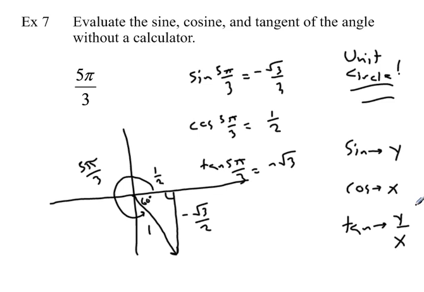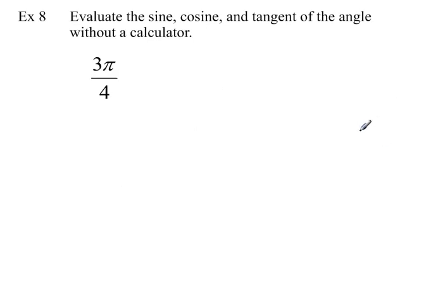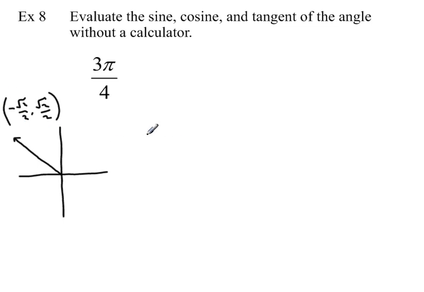We know tangent is sine over cosine. So if you have a unit circle, we don't need to make a sketch at all. We can use our unit circle to come up with these answers. So let's do one more just using our unit circle. 3 pi over 4. On your unit circle, 3 pi over 4 is right over here. That quantity right there is going to be negative square root of 2 over 2, comma square root of 2 over 2. So there's your point.